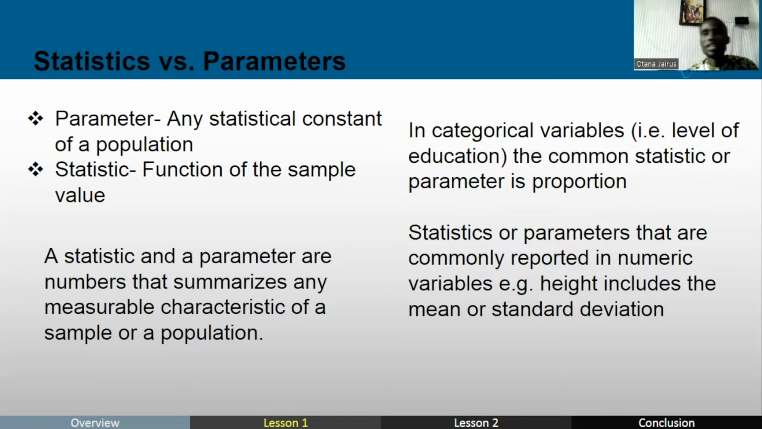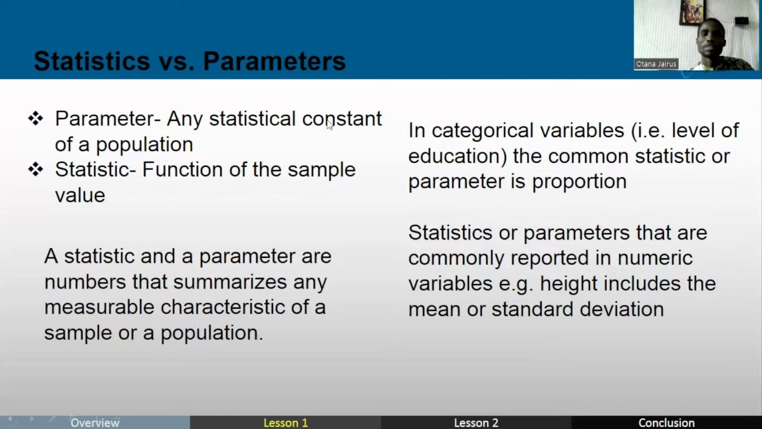For example, when we are dealing with a categorical variable, e.g. level of education, the most common statistic or parameter is the proportion. When dealing with a numeric variable, for example height, the most common statistic or parameter is the mean and the standard deviation. Those are the terms you should be aware of when talking about parameters and statistics.